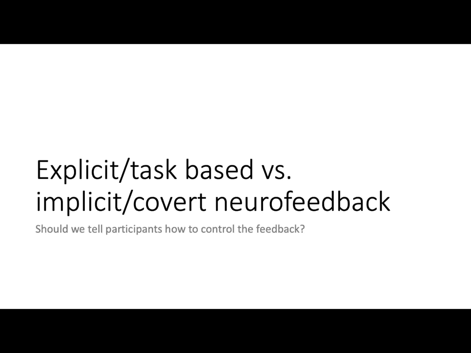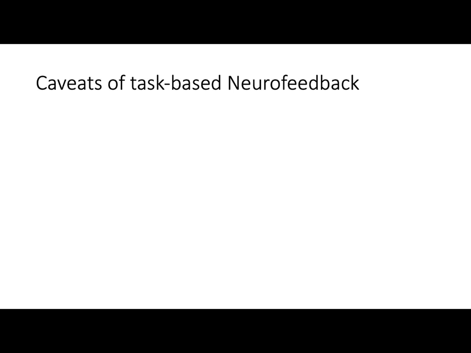We're just going to do a brief segue, where I'm going to explain the difference between explicit or task-based neurofeedback, or implicit or covert neurofeedback, okay? Where the main question here is, should we tell participants how to control the feedback? Should we tell participants what we're doing, and should we give them a strategy for how to control the feedback? So what most people do is what I'm calling task-based neurofeedback or explicit neurofeedback, where they tell people what they're doing and they give them a strategy to control the feedback with.